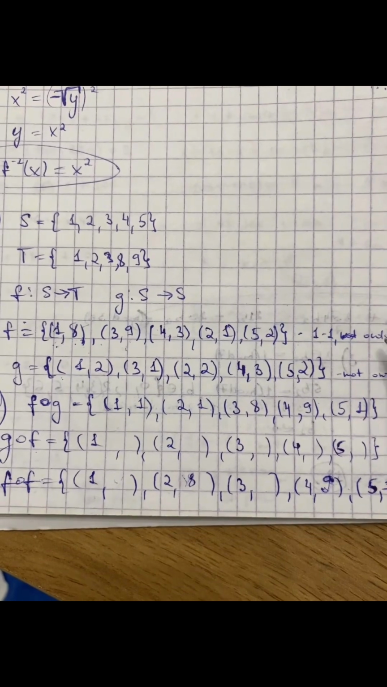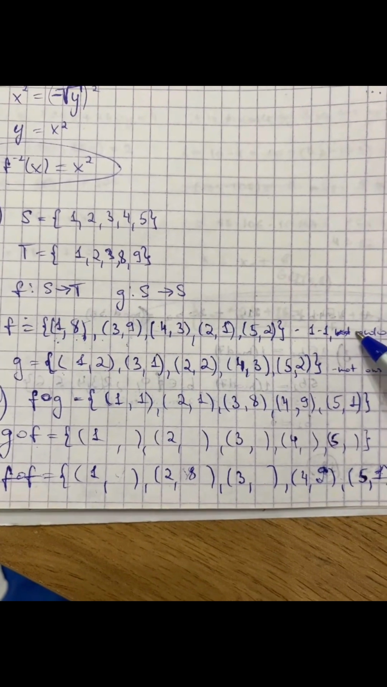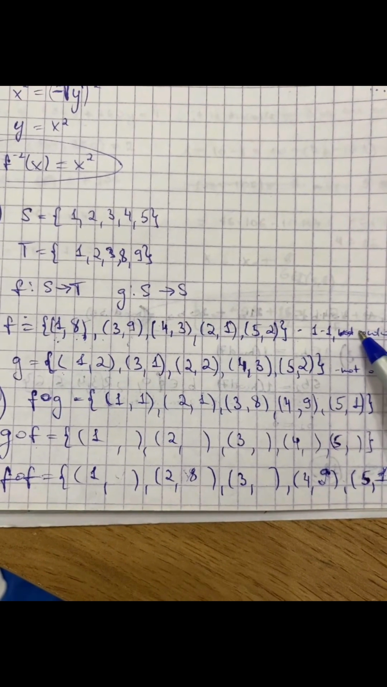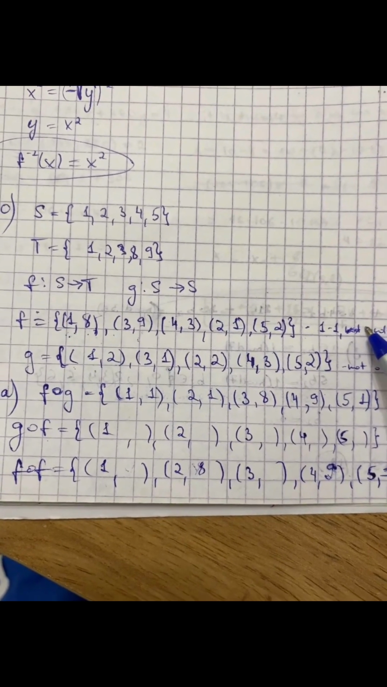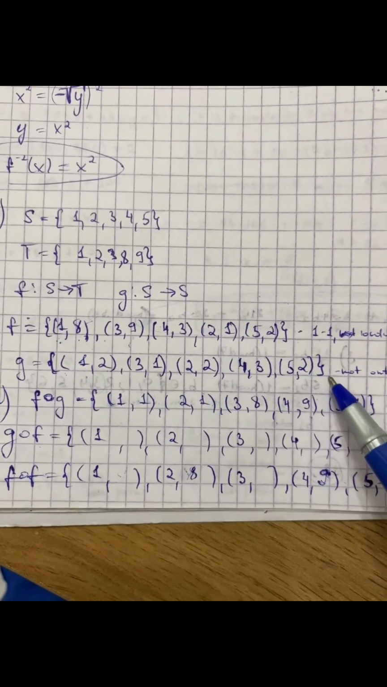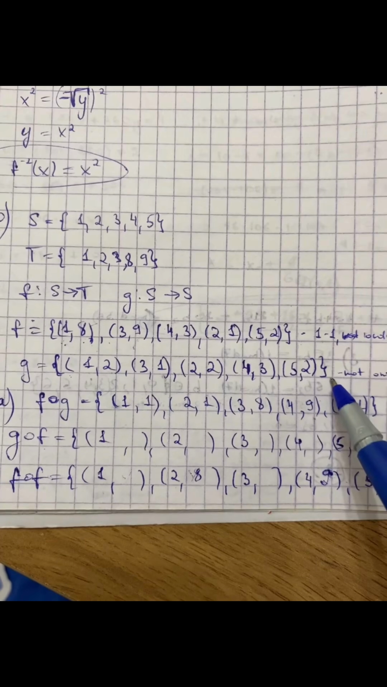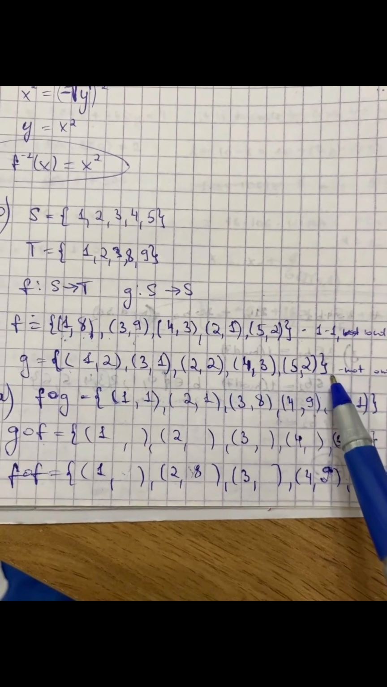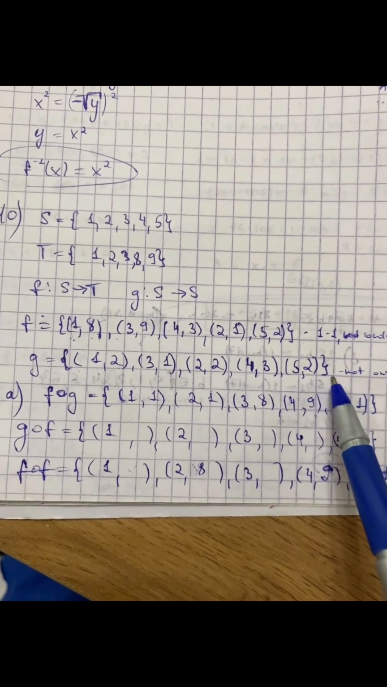So we could say that f is a bijection, and it has an inverse function, whereas g is not a bijection and has no inverse.